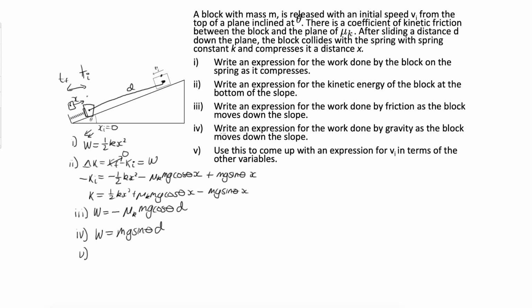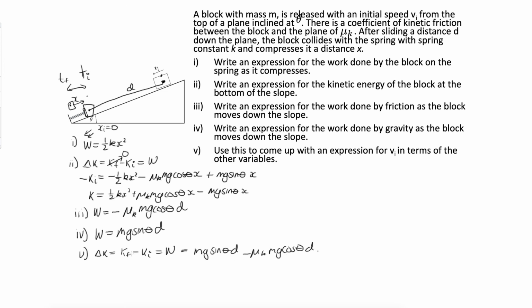Now part 5, use this to come up with an expression for vi in terms of the other variables. Okay, so we know that as it moves down the slope, the change in the kinetic energy, which is equal to the final kinetic energy minus the initial kinetic energy, and we know how much kinetic energy it has at the bottom of the slope. We calculated it here. This is its kinetic energy at this point, is equal to the work done. Now, there's two forces acting as it moves down the slope. We've got the frictional force and we've got the weight force. And so the net work is the sum of these two. So this is mg sine theta d minus mu k mg cos theta d.